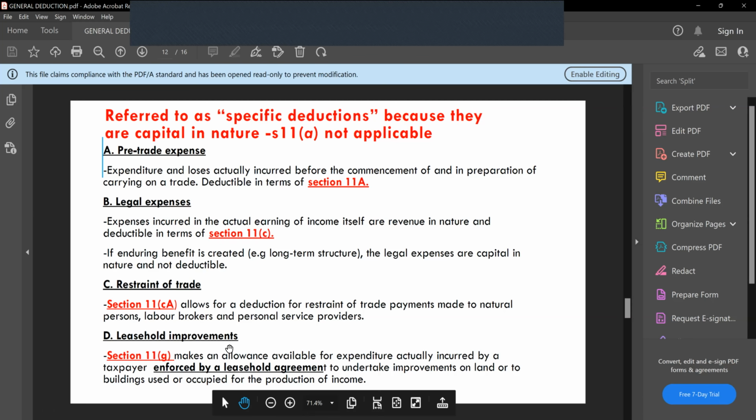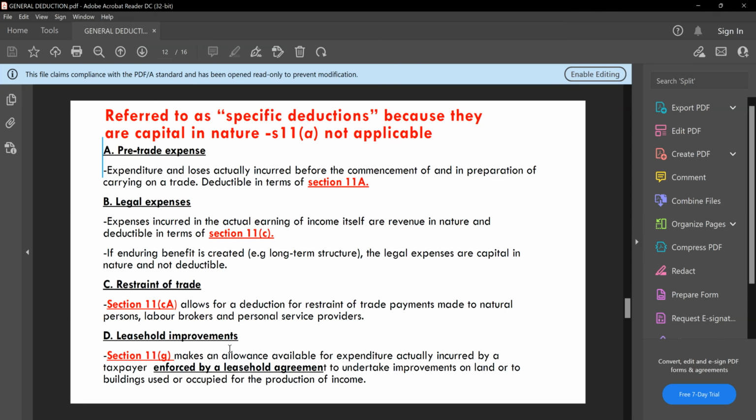Then there's leasehold improvements. Section 11G makes an allowance available for expenditure actually incurred by a taxpayer enforced by a leasehold agreement to undertake improvements on land or to buildings used or occupied for the production of income.